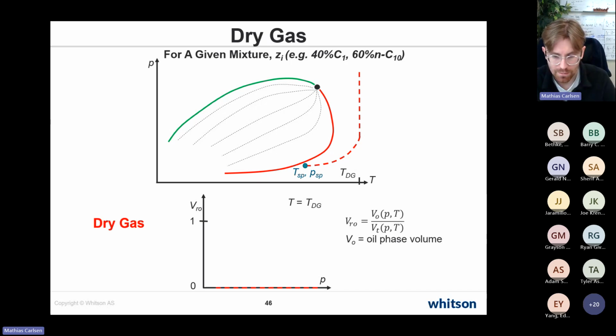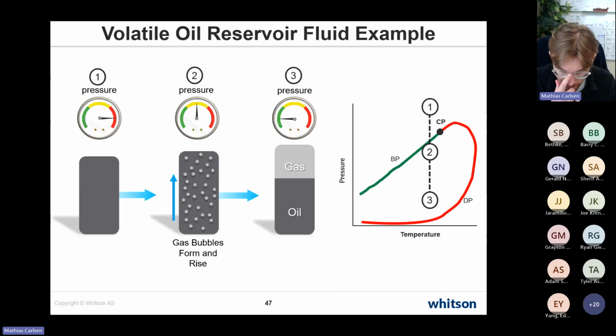That's the difference there. So just to summarize here, before we take a break, if we look at two examples, we look at a volatile oil. If we're undersaturated, it's 100% liquid. When we hit the saturation pressure, gas bubbles form and they rise. And then if we stabilize that liquid, you'll have a free gas phase and a free oil phase, that gas phase being more mobile than the oil.